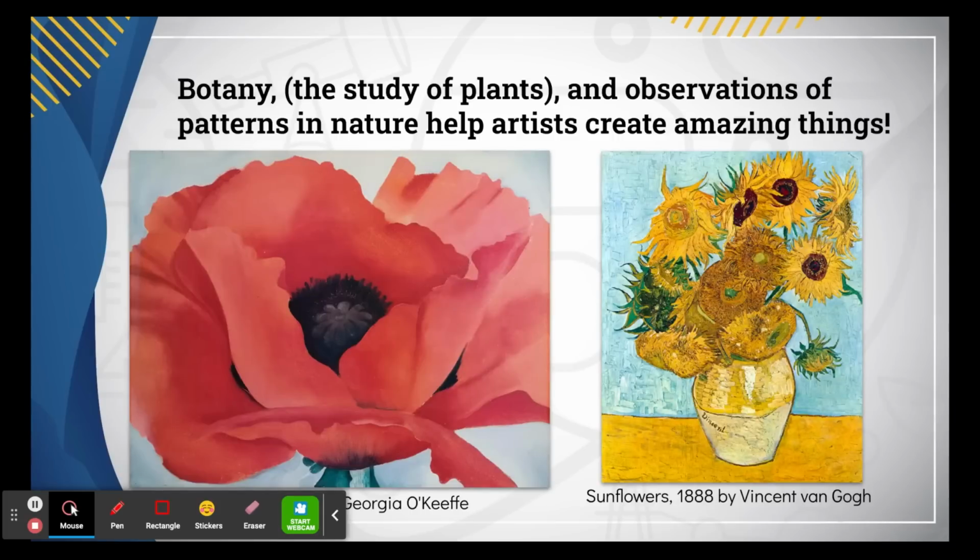Don't forget that botany, the study of plants, and these observations of those patterns in nature have helped artists for many years create amazing things, like this red poppy painting by Georgia O'Keeffe. You can see that wavy line pattern here. You can see that explosion pattern and the symmetry that she used to paint this red poppy. You can also see how Vincent van Gogh painted these sunflowers with careful attention to how many petals he used on each and every sunflower following that Fibonacci pattern.